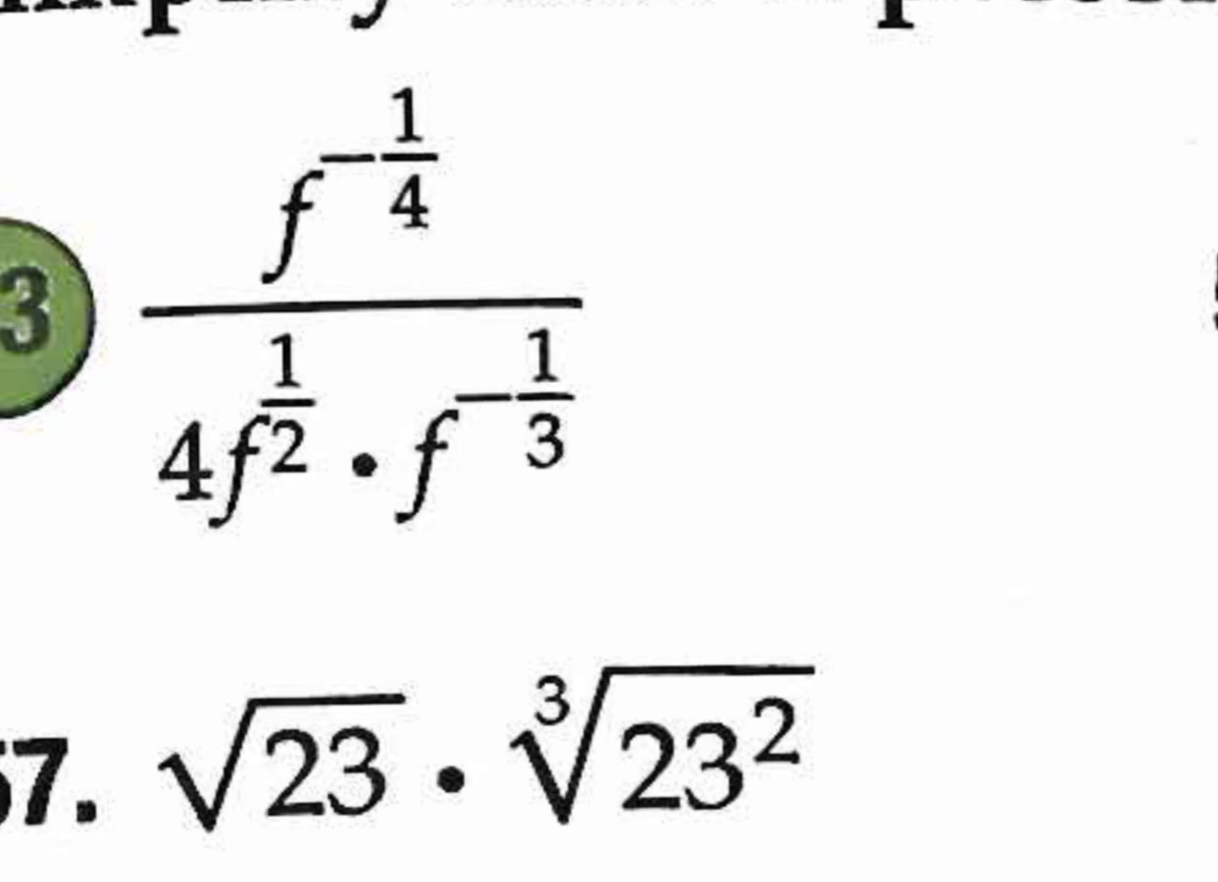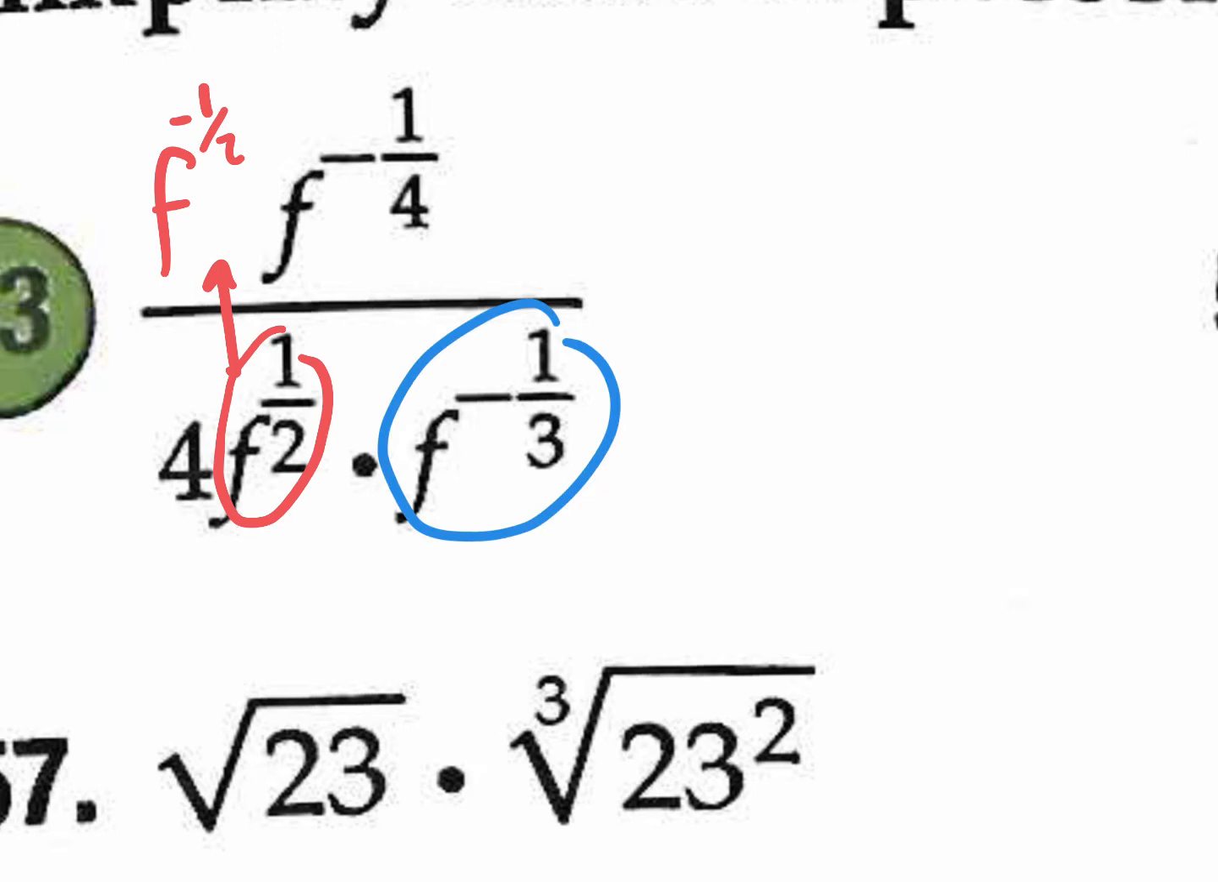Move them all up, right? So if you move the f to the negative 1/2, or f to the 1/2 up, it'll become f to the negative 1/2. And then if you take this one and move it up, then it'll become times f to the positive 1/3, right? Whenever you move them from one side to the other, the sign changes.